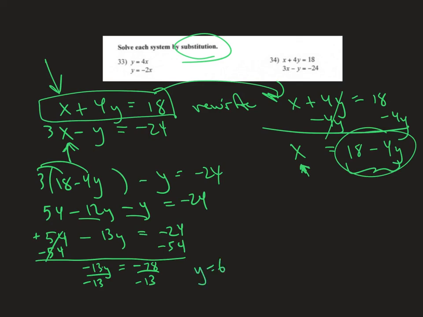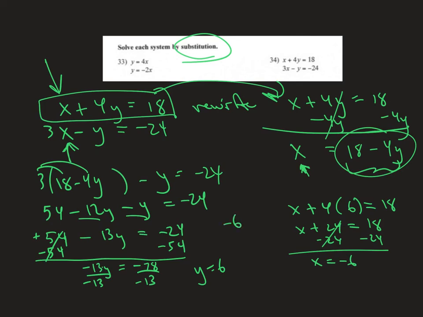Now that I have my y of 6, I'm going to go back up into my first equation and say x plus 4 times y, which is 6, is equal to 18. x plus 24 is equal to 18. Subtract 24 from both sides, because the positive is referring to the 24, and I get x is equal to negative 6. So we have a final answer of negative 6, 6. Notice the first negative 6 refers to the x, and the second positive 6 refers to the y. Don't reverse them just because you found the y first.